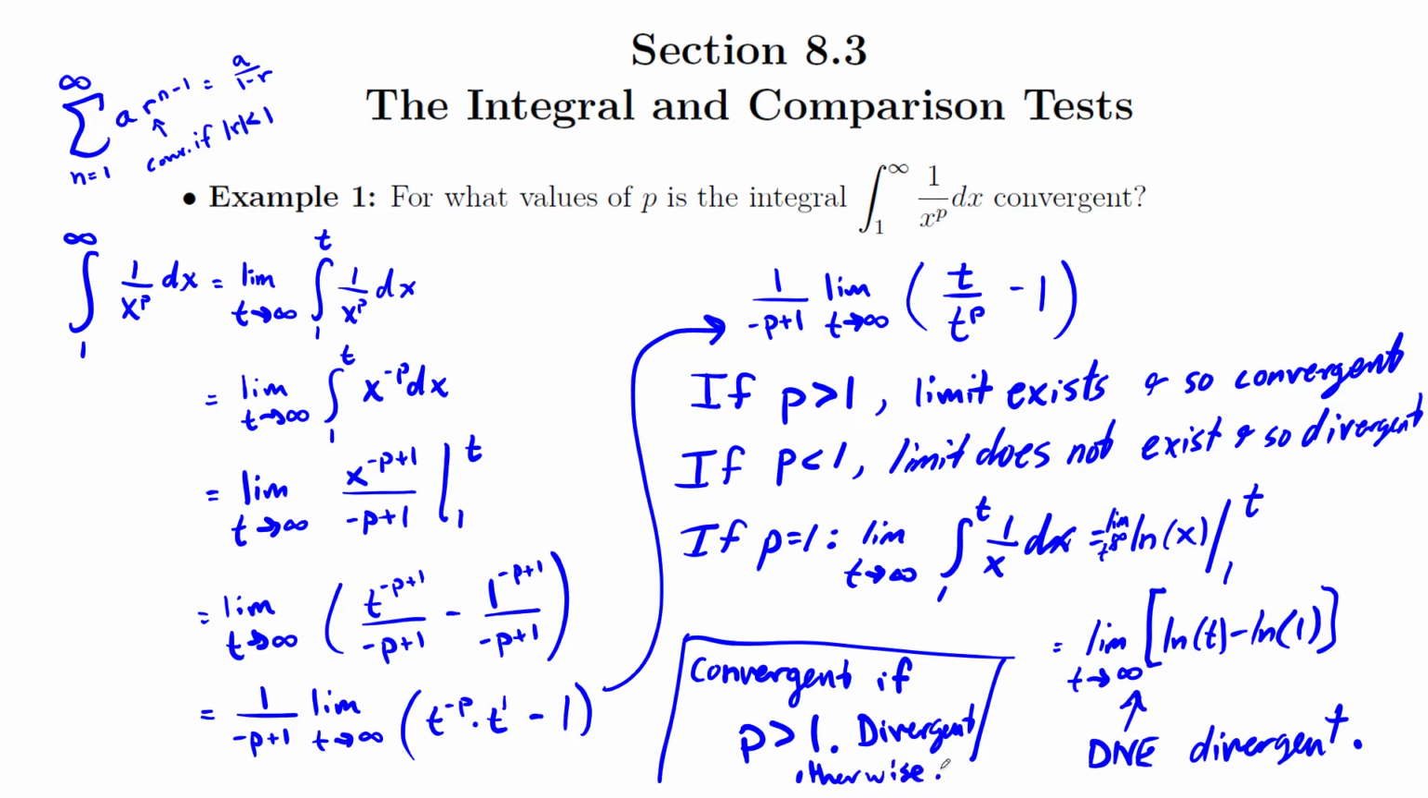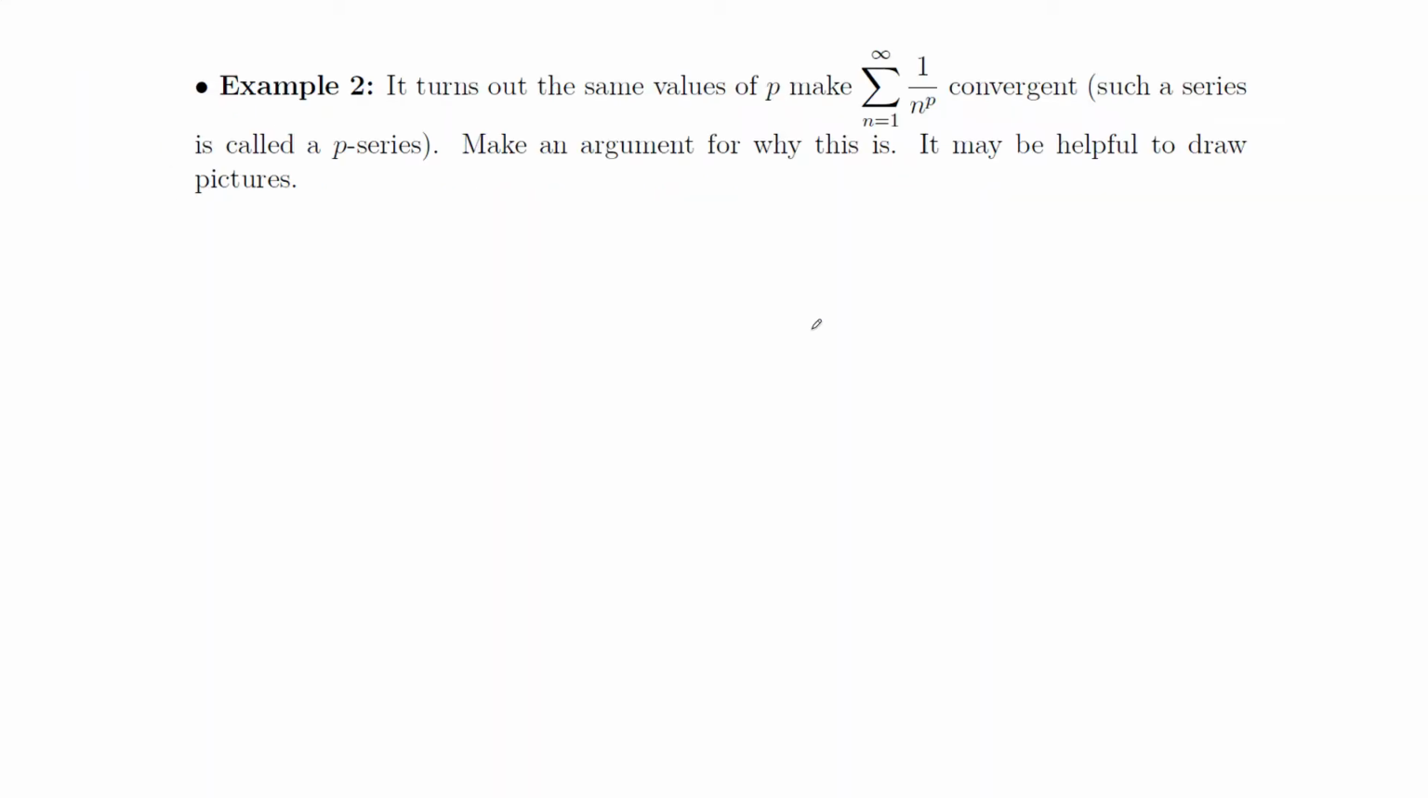All right. Now, let's look at something very similar, right? But instead of looking at the integral, which you've done before, let's take a look at the series, okay? The series, 1 over n to the p, as opposed to the integral of 1 over x to the p, okay? And so it turns out that the same exact values of p make the series convergent as made the improper integral convergent.